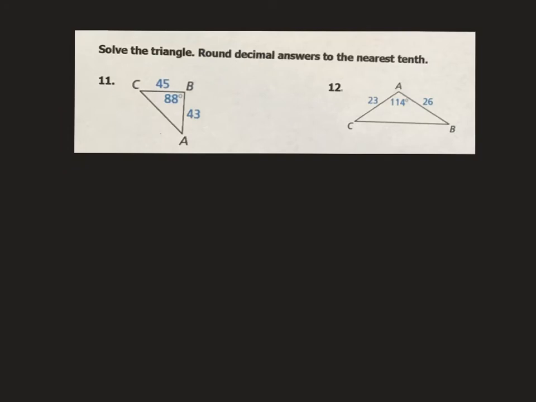So when we look at number 11, we are given side A, side C, and angle B. So we need to find side B and angles A and C. Now the nice thing with law of cosine is usually you use law of cosine once, and then if you want to, you have enough information to go back to law of sine.